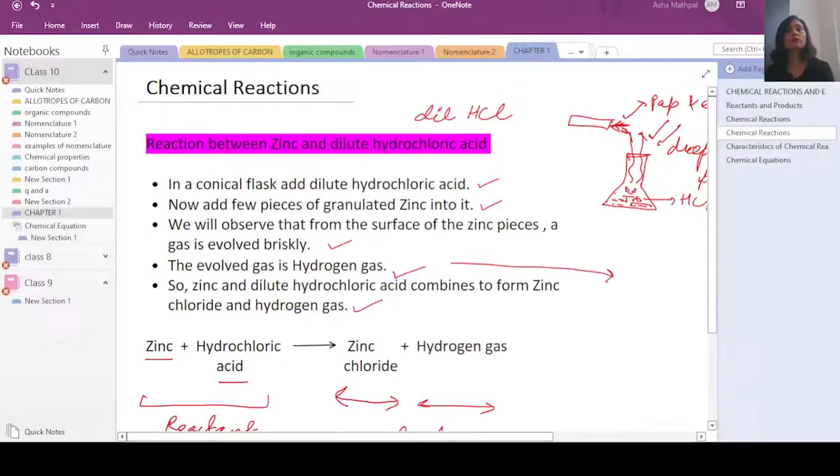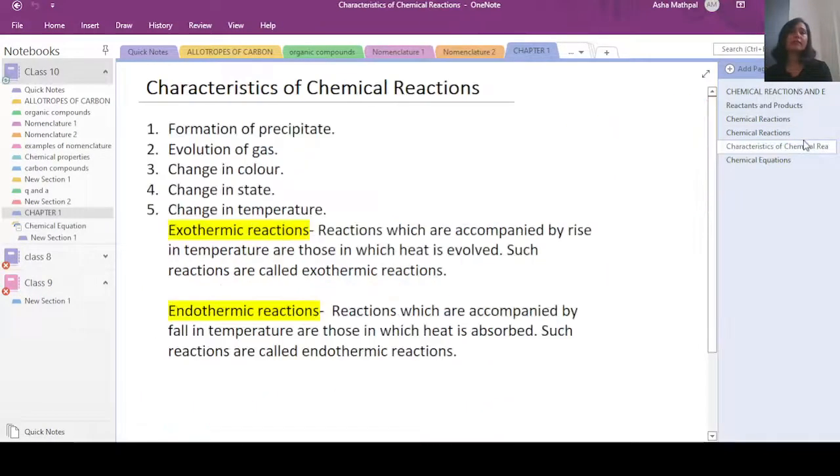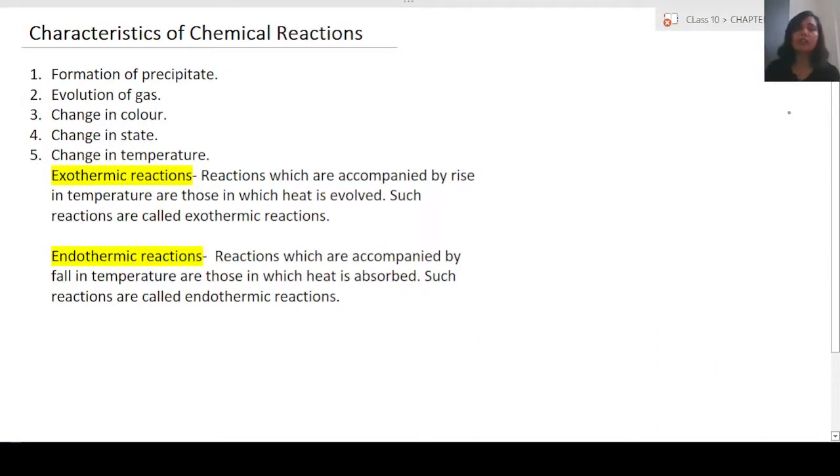Okay, now let's move towards the next topic, that is the characteristics of chemical reactions. How can we say that a chemical reaction has happened? There are a few things which we can observe with our naked eyes. Obviously in a chemical reaction there are changes occurring chemically, inside the substance, where various things are getting combined, but there are certain things we can observe with our naked eyes, and some which we can even feel.